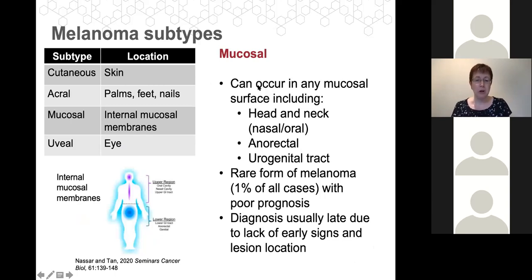Mucosal melanoma can occur on any internal mucosal membrane surface, including the upper body sites, such as the oral and nasal cavities, and lower body sites, such as the anorectal and genital tracts. It is a rare form of melanoma with a poor prognosis, and this poor prognosis is usually due to the fact that it's diagnosed late due to a lack of early signs and lesion location.